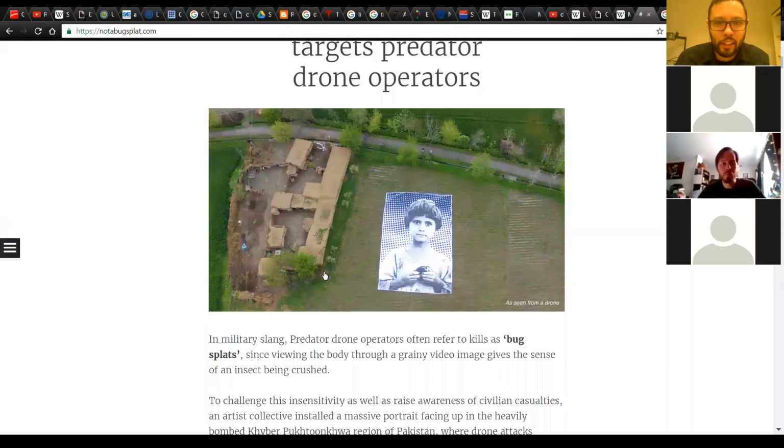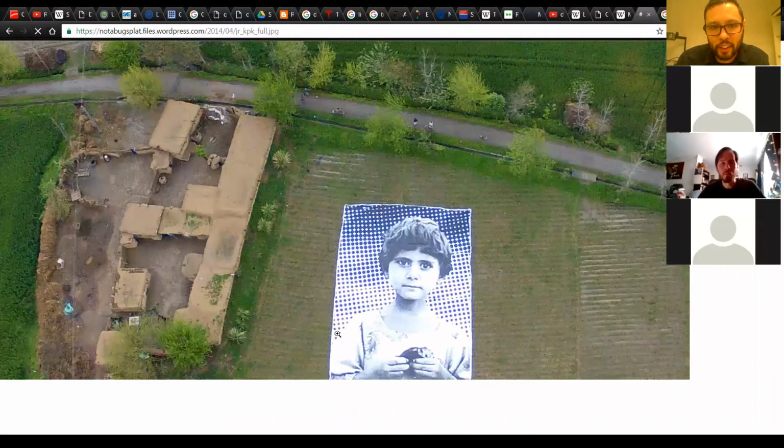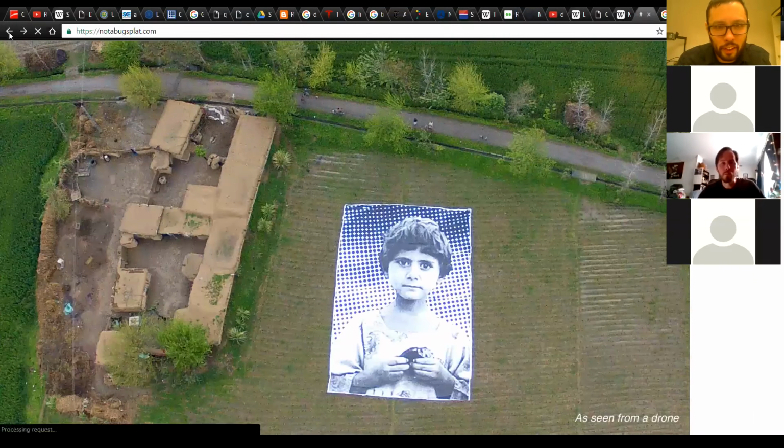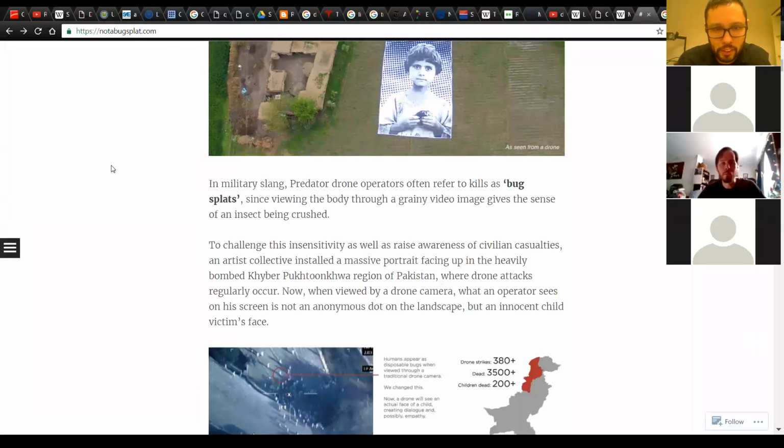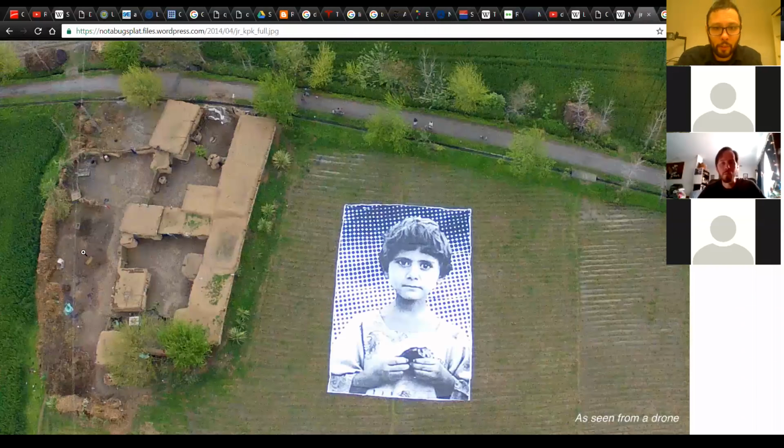So one response to this kind of thing, I think it's in Afghanistan or Pakistan, this is Pakistan. These farmers put a big picture on the ground. This is a girl who died, a girl, maybe a boy, a child who died in the drone strikes. An innocent child died during these drone strikes.